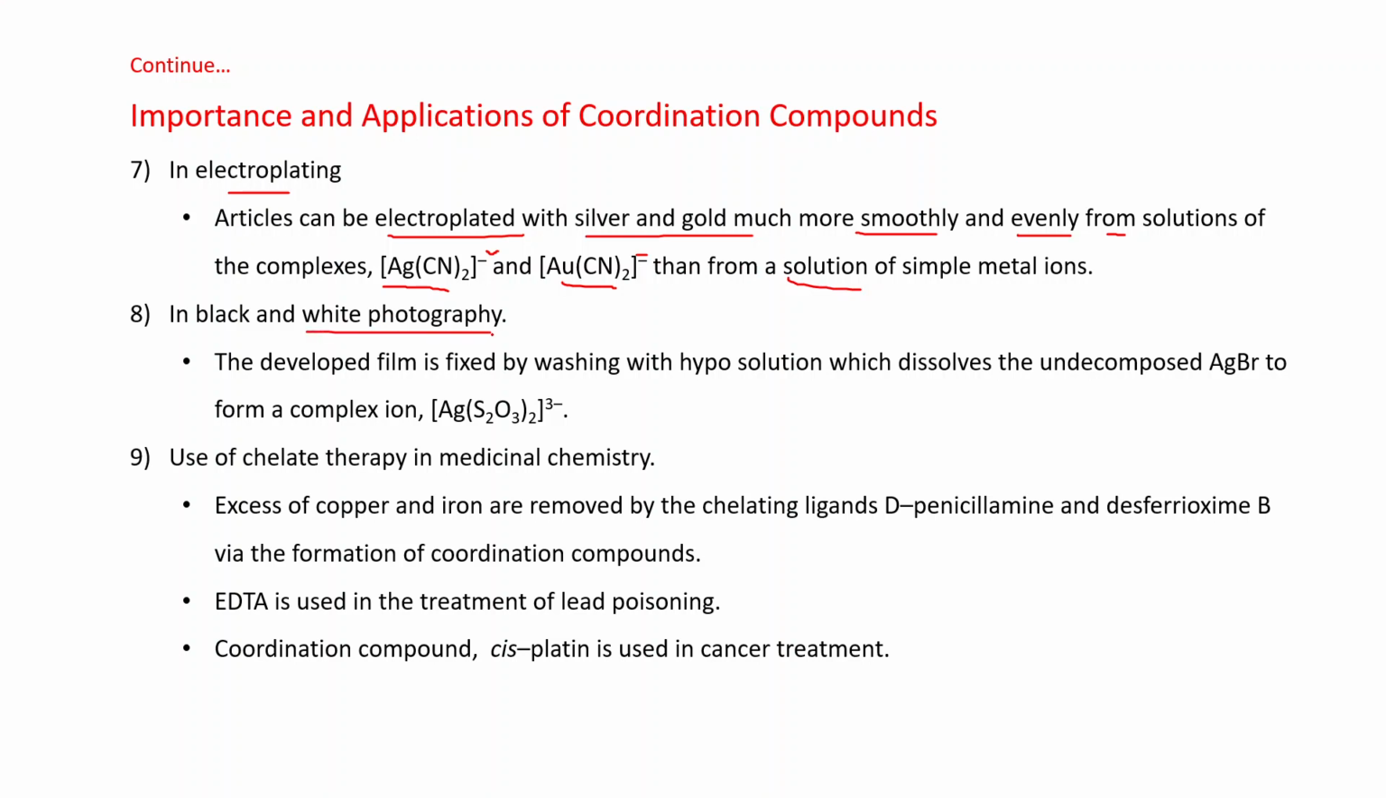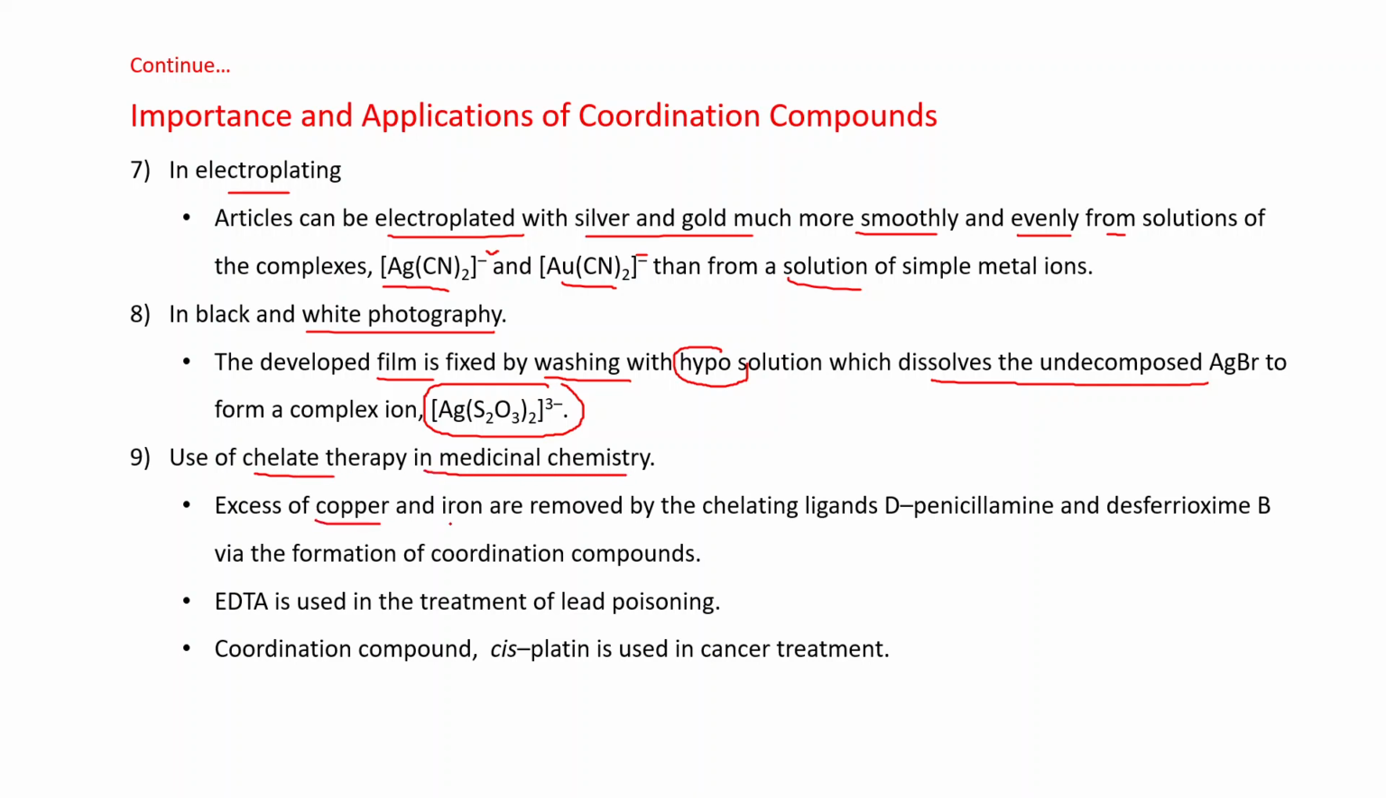In black and white photography, the developed film is fixed by washing with hypo. This hypo is sodium thiosulfate. Okay, and this hypo solution dissolves the undecomposed AgBr to form a complex ion. This complex ion is formed when undecomposed AgBr reacts with the hypo solution. In this way, the developed film is fixed, and we will get the negative in case of black and white photography.